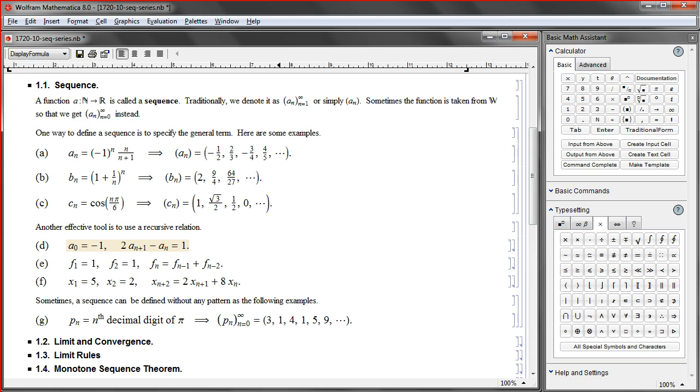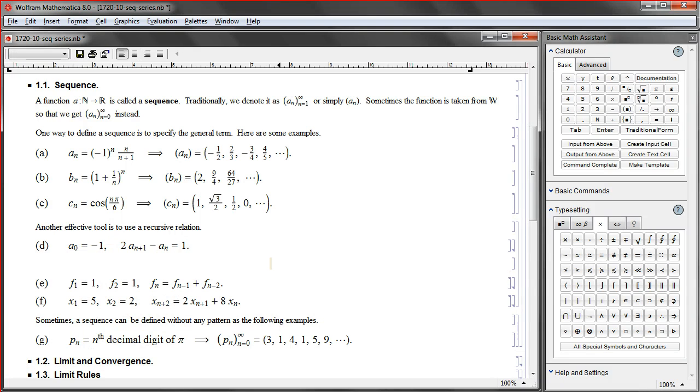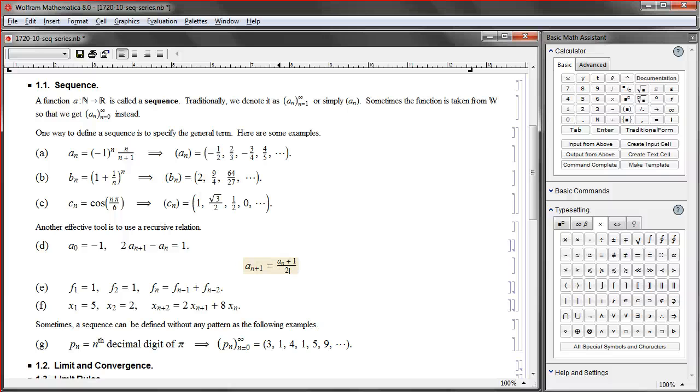Now, another effective tool to describe or define a sequence is through a recursive relation, kind of like this. The first term, A0, is given, and then a relationship between the general term and its successor. So how do you do that? 2a_n plus 1 is equal to, if I flip this a_n to the other side, this is what you get, right? So if I divide this 2 away, then we can determine the successor from the general term.